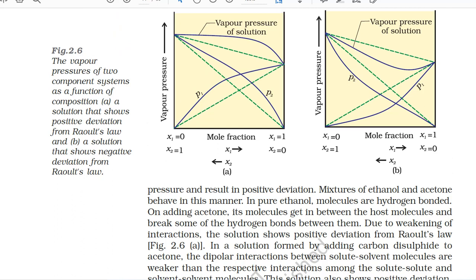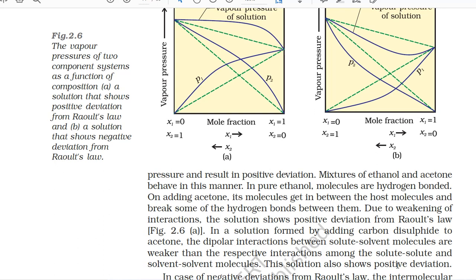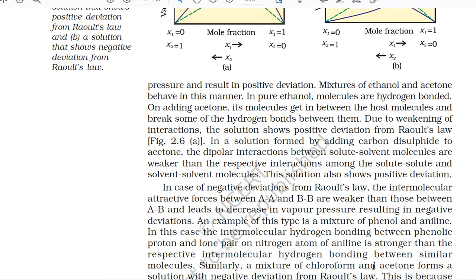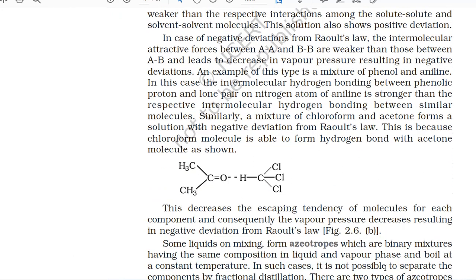In pure ethanol, molecules are hydrogen bonded. On adding acetone, its molecules get in between the host molecules and break some of the hydrogen bonds between them. Due to weakening of interactions, the solutions show positive deviations from Raoult's law (figure 2.6a). In a solution formed by adding carbon disulfide to acetone, the dipolar interaction between solute-solvent molecules are weaker than the respective interactions among the solute-solute and solvent-solvent molecules. This solution also shows positive deviation.